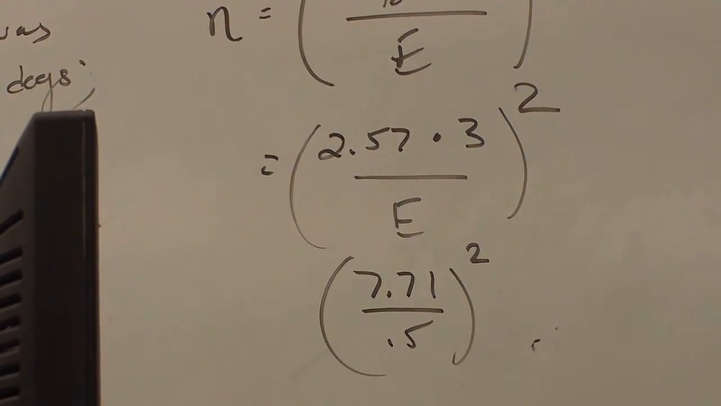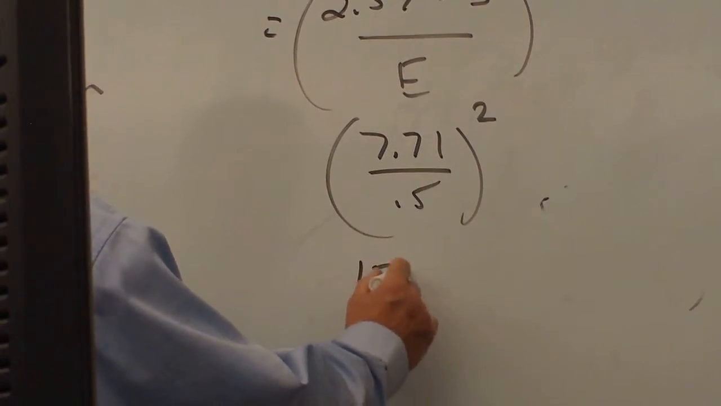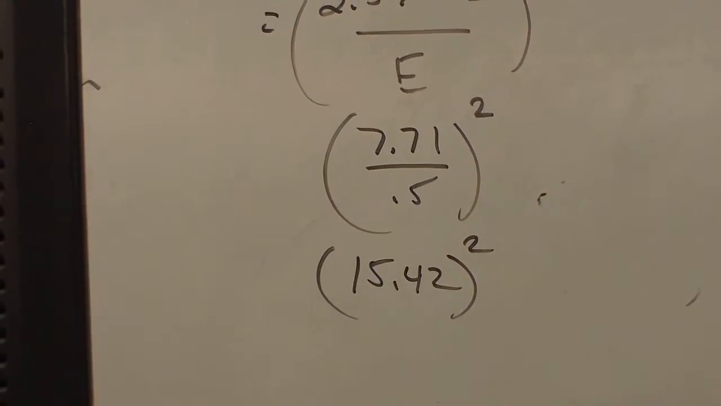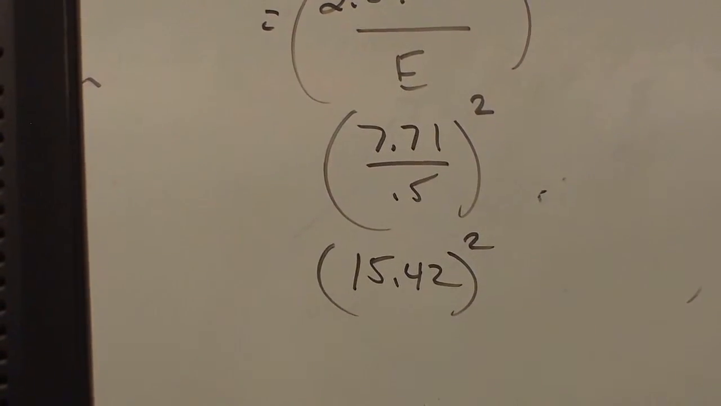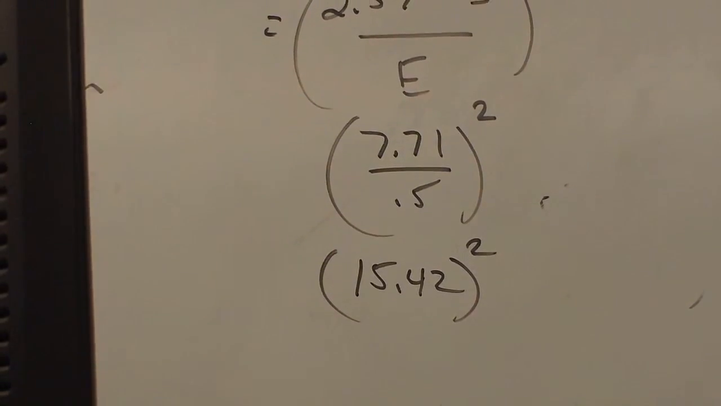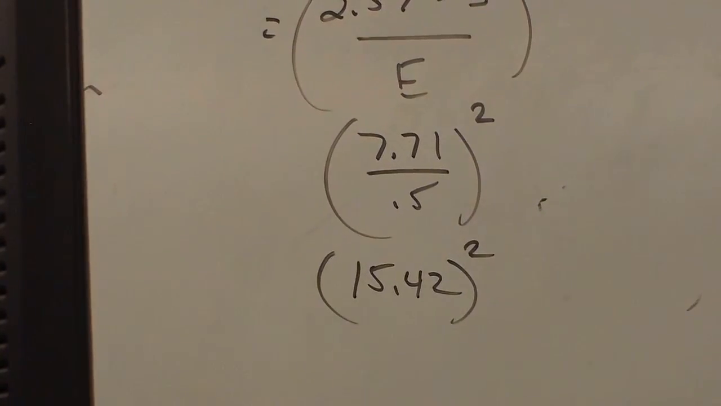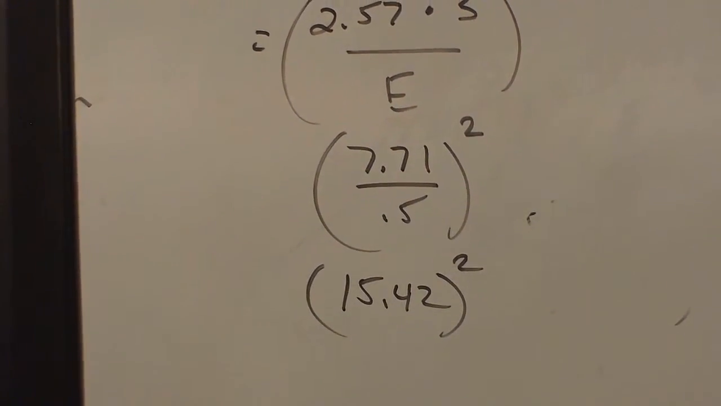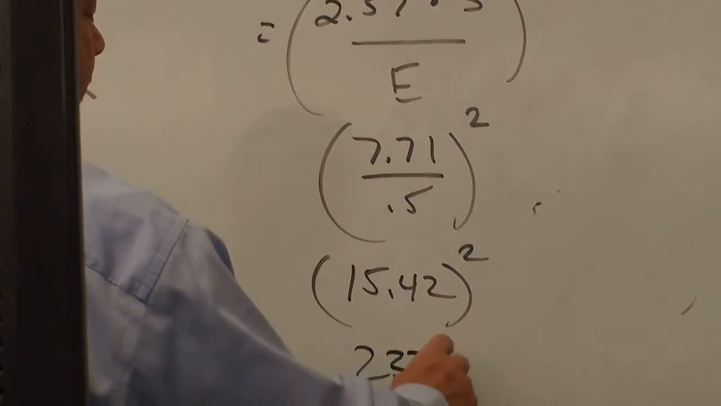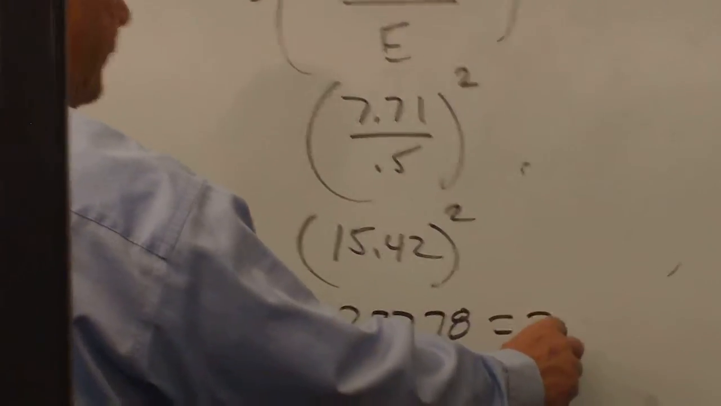All right. So I divide that by 0.5. That is 15.42 quantity squared. Check and make sure that's right. All right? All right. So then I square 15.42. Good. So that's 237.78, right? Yep.